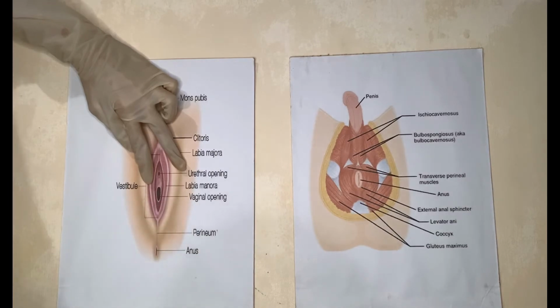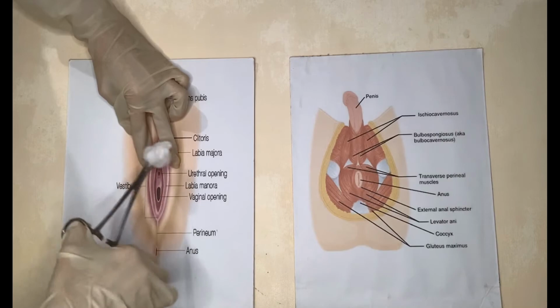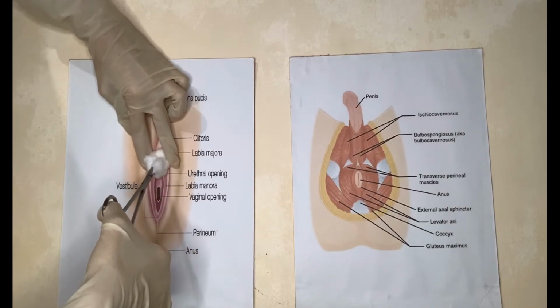Then after one swipe in the other direction, we will now use a new cotton ball. Then lastly, we will use the last ball to cleanse over the meatus.